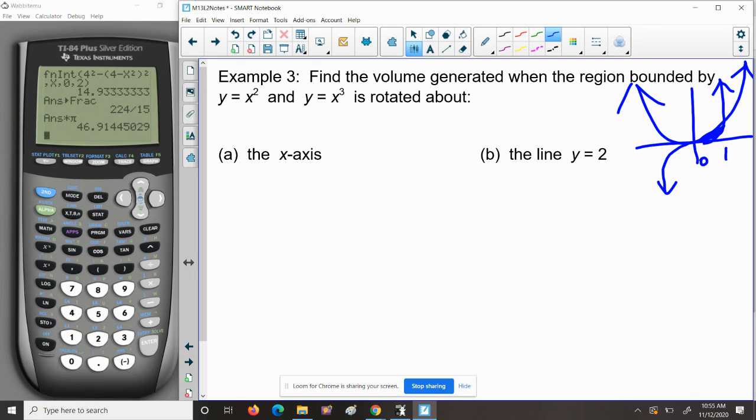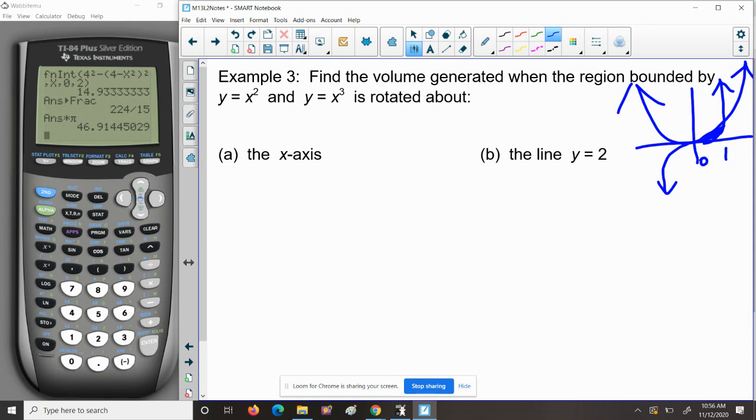Also, let's start to think about a few things. A lot of times people get confused about what's above and below here. If you want to just take a number between 0 and 1 really quick and plug it in, say 1/2. If we were to plug 1/2 into x squared, we'd get 1/4. Into x cubed, we'd get 1/8. So on this interval from 0 to 1, we know that x squared is above x cubed, so it's the upper boundary of the region. Just so you know that.